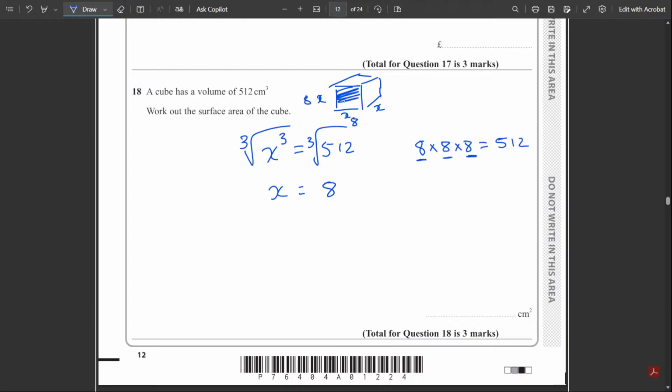So surface area means area of all the faces. The cube has 6 faces. Okay, and the area of one face is the same as all other faces. So 8 times 8 gives you the area of one face. So we've got 6 of those. So we need to do 64 times 6 to give you the surface area, the area of all 6 faces. We get 384 centimetres squared. So the area of all 6 faces is 64 times 6.